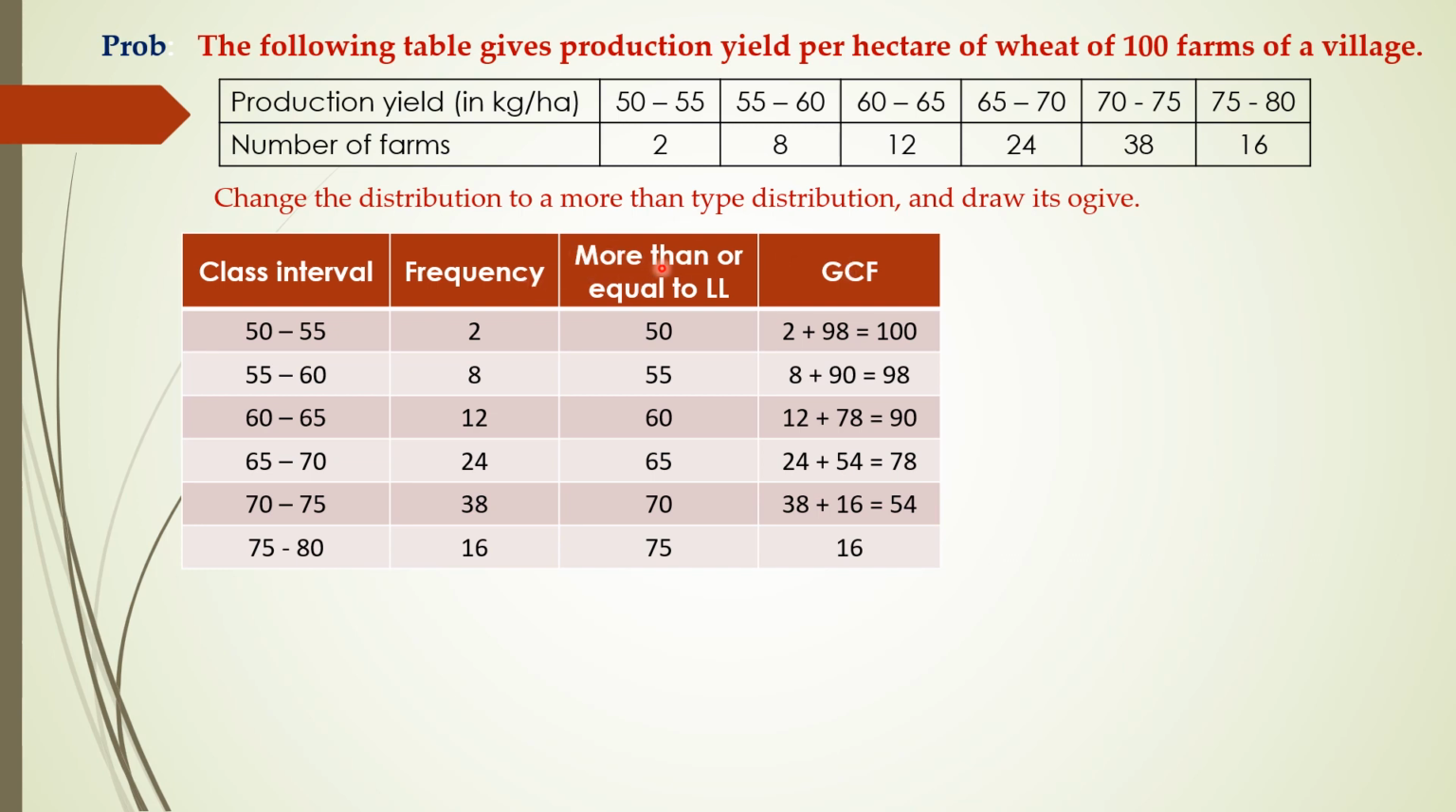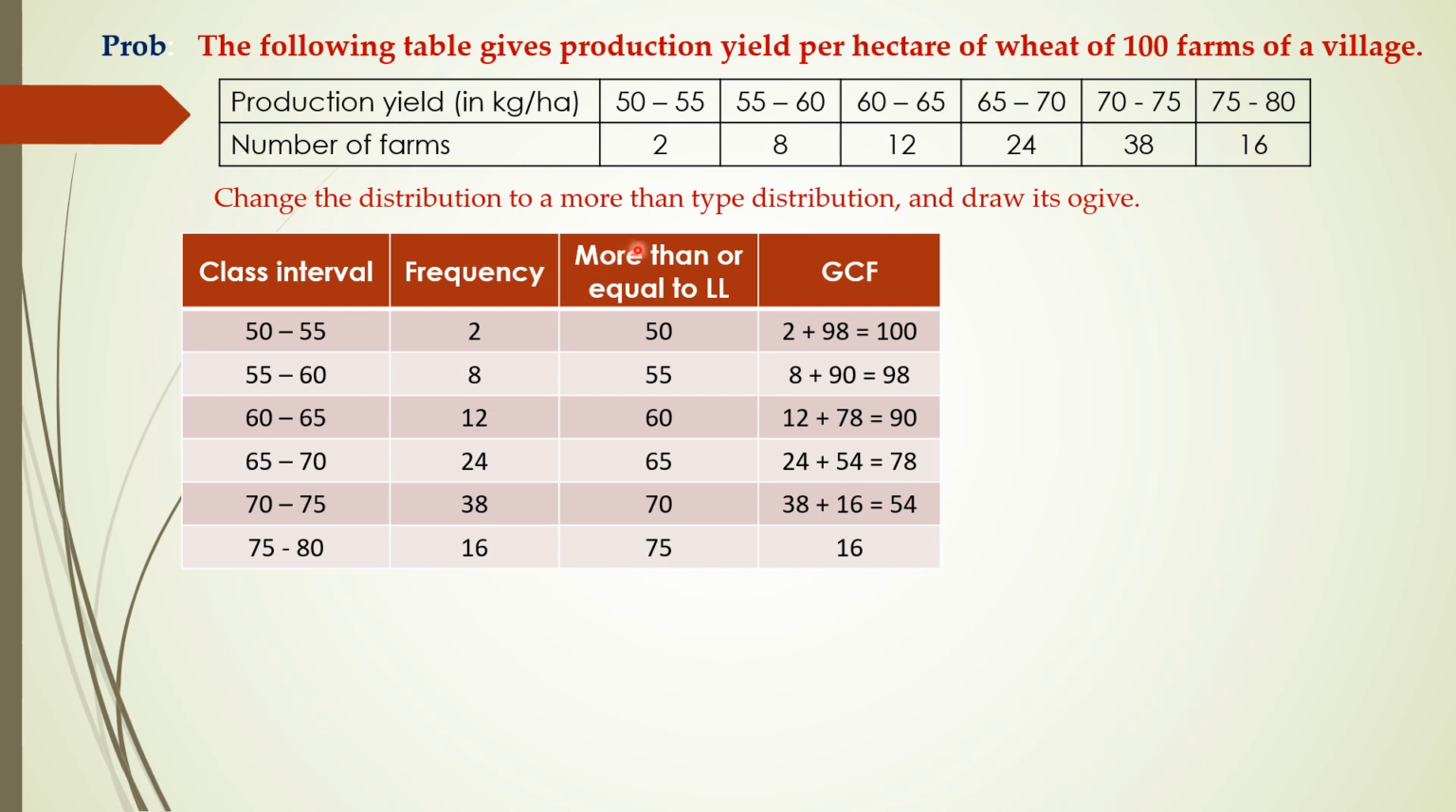In the third column, we can take more than or equal to LL. LL is the lower limit. You can simply write this as more than lower limit, more than LL. That is also fine. Now coming to the first column, you have to take class intervals. As the class intervals are continuous, copy the class intervals in the respective column and write the respective frequencies under the column frequency.